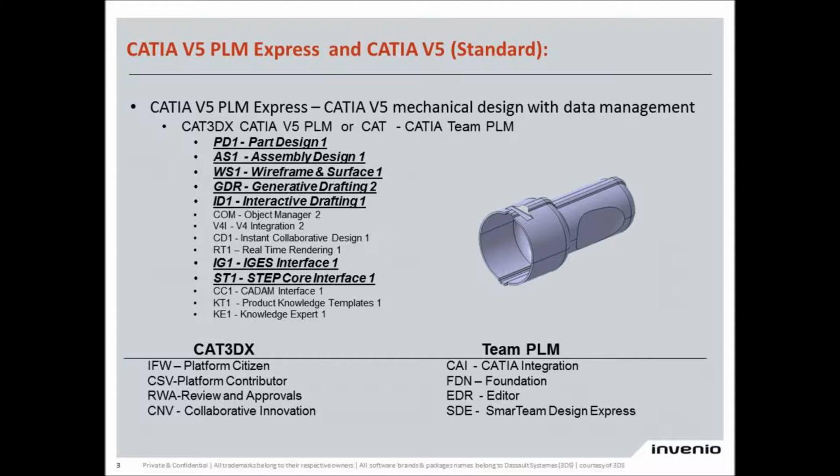Very briefly, I want to show you what's offered in the base CAT PLM configuration, which a lot of users have access to. The foundation configuration for PLM Express CATIA is generally referred to as CAT. It includes part design 1, assembly design 1, wireframe and surface 1, generative drafting 2, and interactive drafting 1. It also contains the IGES and the STEP interface. These packages are available in two orientations. You have either the Team PLM or the CAT 3DX, which was formerly Inovia.